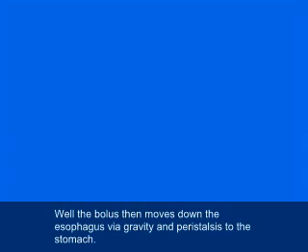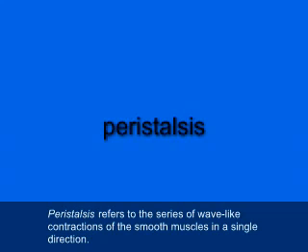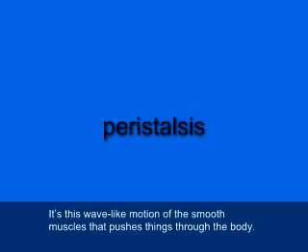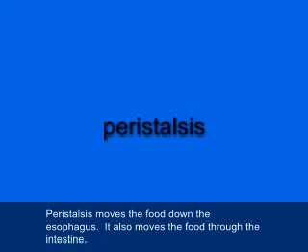Well, the bolus then moves down the esophagus via gravity and peristalsis to the stomach. Peristalsis refers to the series of wave-like contractions of the smooth muscles in a single direction. It's this wave-like motion of the smooth muscles that pushes things through the body. Peristalsis moves the food down the esophagus. It also moves the food through the intestines.